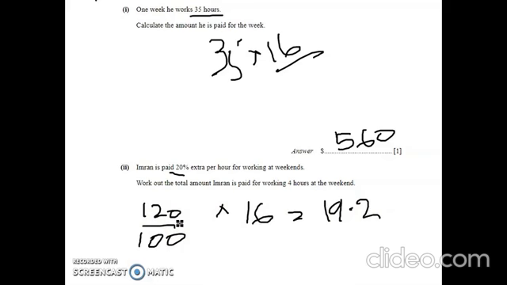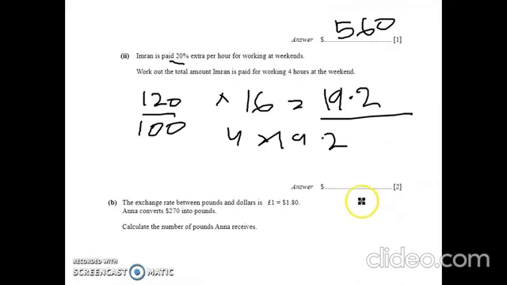So work out the total amount Imran is paid for working 4 hours at the weekend. So per hour he is given 19.2, 4 hours will be multiplied with 19.2. So he basically earns $76.8.